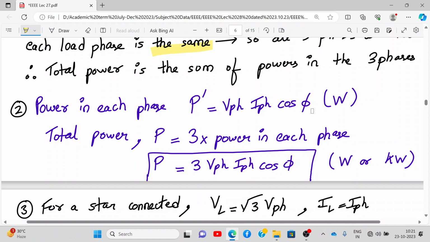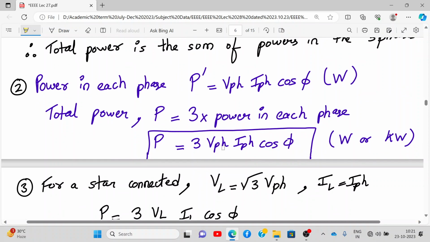Write it down. So since three phases are equal, power in the entire three-phase star connection will be 3 times the power in each phase. So 3 times V phase, I phase, cos phi. So write down this power formula. You have understood why 3? Because all the three phases are identical and power in each phase is VI cos phi. So there are three phases, so 3 times. So the active power will be 3 V phase I phase cos phi. Please write it down quickly.